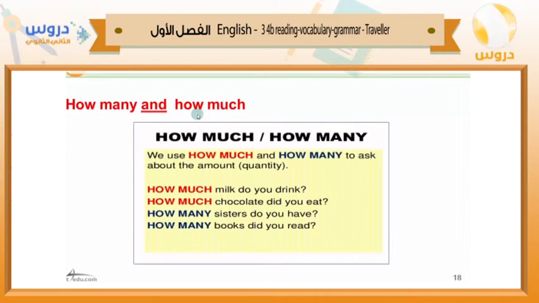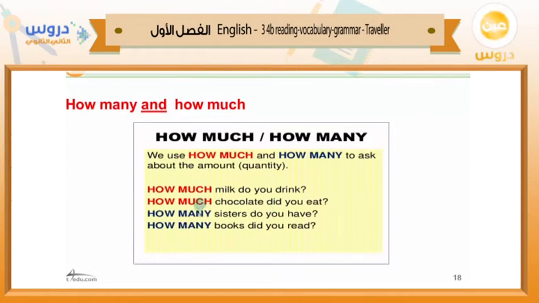How many and how much? Okay, now we're talking here about many and much. How much and how many? We use how much and how many to ask about the amount, the quantity. How much milk? Why do we use much? Because milk, we can't count it. You can't count milk. How much milk do you drink? How much chocolate? We can't count chocolate.